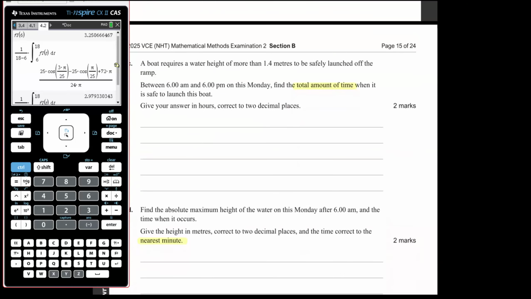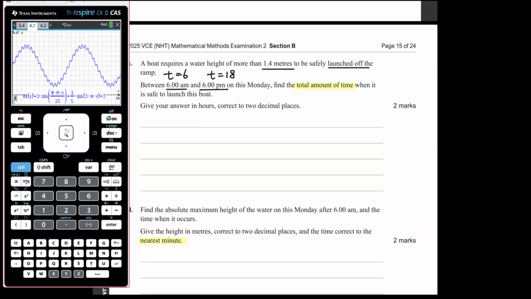And a boat requires a water height of more than 1.4 meters to be safely launched off the ramp between 6 a.m. and 6 p.m. So between t equals to 6 and t equals to 18. The total amount of time where it is safe to launch the boat, give your answer in hours, correct to two decimal places. So if I just look at, for example, a 6 here and an 18 here, something like that, I'm able to plot another 1.4.